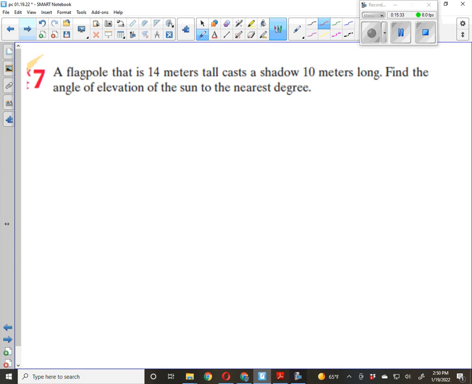All right, our last problem. A flagpole is 14 meters tall. It casts a shadow 10 meters long. Find the angle of elevation of the sun. So it's real simple here. You guys draw a picture. Here's your flagpole. Here's your shadow. Your sun is shining from up here someplace, right? So that's going to cast or create a triangle like this. 14 meters, 10 meters, right angle. Find the angle of elevation to the sun.